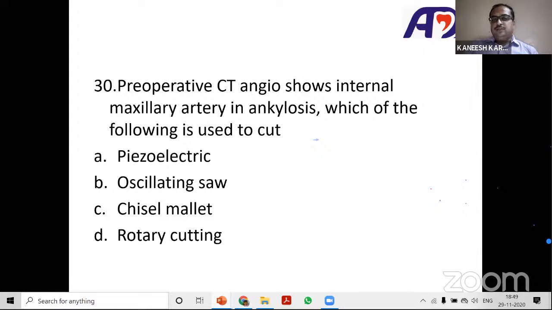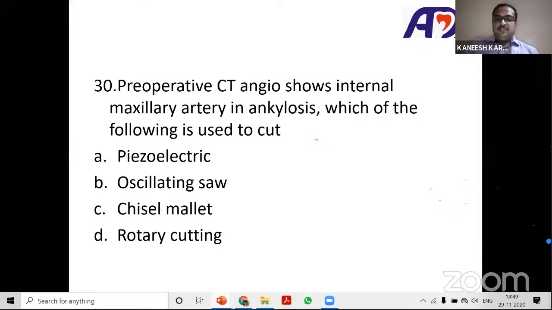Preoperative CT angio shows internal maxillary artery in ankylosis. Which of the following is used to cut the bone? Very good. So it is piezoelectric.